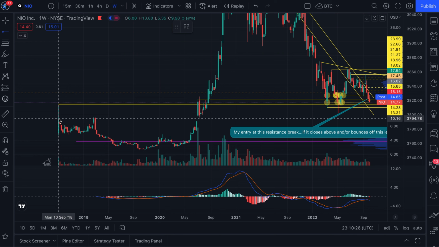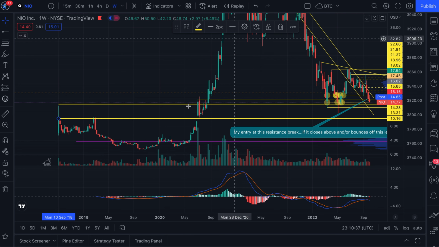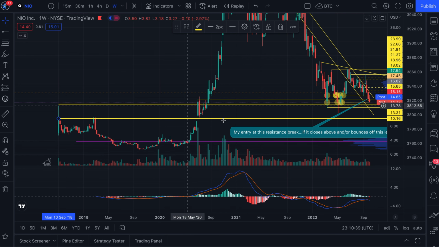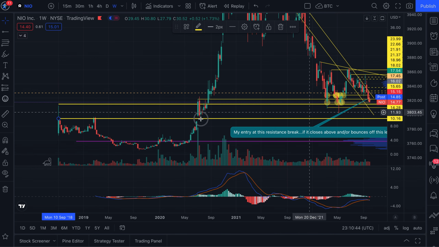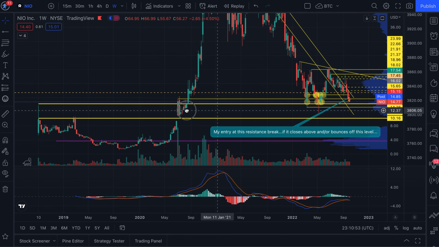So I'm going to go ahead and mark that and make sure that that's a 2 pixel solid, because that goes way back to the beginning, same as the one we just marked. Hopefully we won't go past that. And now let's go back and look at what we have. Let's see.